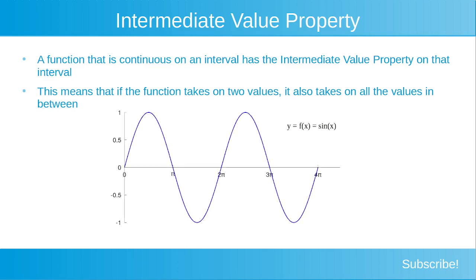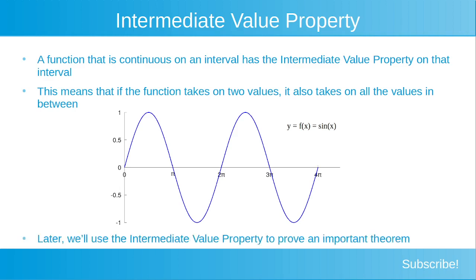Here we have our function f of x is equal to sine x, defined and plotted on the closed interval from 0 to 4 pi. On this interval, the function takes on the values 1 and minus 1. And this function is a continuous function. It has the intermediate value property. And because it has that property, it also takes on all the values between 1 and minus 1. Later we'll use the intermediate value property to prove an important theorem.